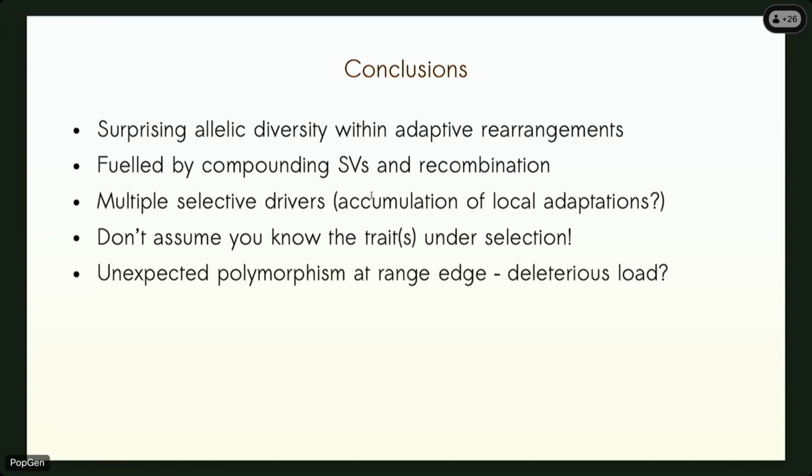And finally, we find something that we cannot explain, which is unexpected polymorphism in these bottlenecked range edge populations that we still don't fully understand. Whether this is preserved polymorphism because of associative overdominance, or just a lack of purifying selection, or some other kind of balancing selection, those are all possible explanations that we hope to solve in the future.